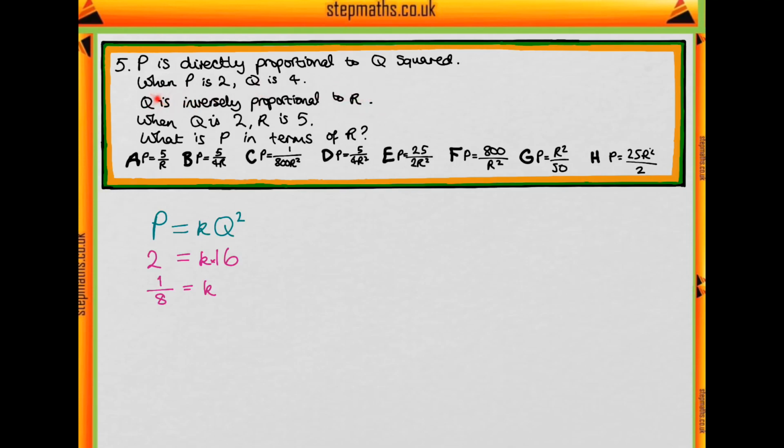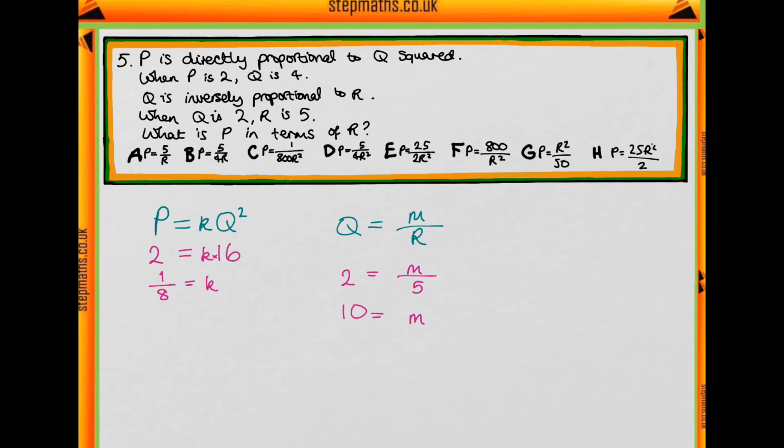So we now have that Q is inversely proportional to R, which means that Q is equal to some constant divided by R. Now again, we have a case when Q is 2, R is 5, so let's plug those numbers in to find our constant M. When we do this, we get that 2 is equal to M over 5, and so M is equal to 10.